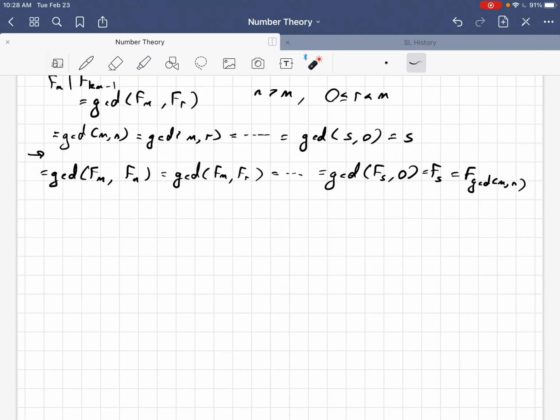And now that we have that result, my proof that there are infinitely many primes should make perfect sense.